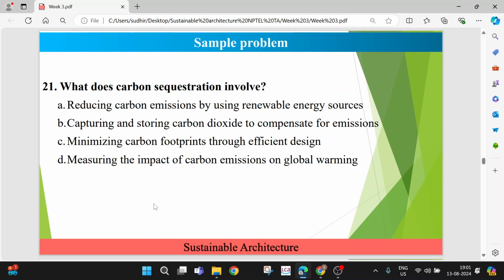So everybody is fine with answer B. Yes, sir. Okay, then I think it is very well clear to all of you. This option B, capturing and storing carbon dioxide to compensate for emissions, is the right answer.